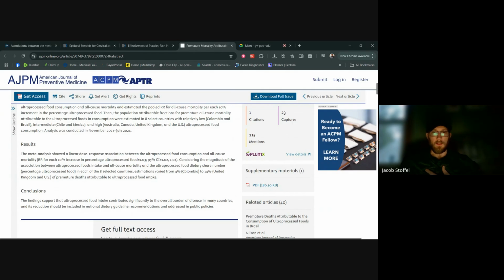And they had, where's the other number here? Oh, here it is. In each of the 8 selected countries, estimations varied from 4% to 14% of premature deaths attributable to ultra processed food intake.